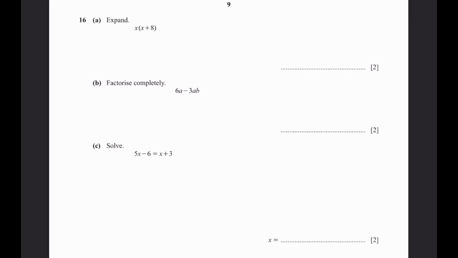Question 16. A. Expand x into x plus 8. We just multiply x by both of them, which is x squared plus 8x. B. Factorize completely 6a minus 3ab. We can take out the factor of 3a from this. So we do 6a by 3a and minus 3ab by 3a. That'll be like that. That's how we do it. So that'll be 2 minus b. That's the answer.